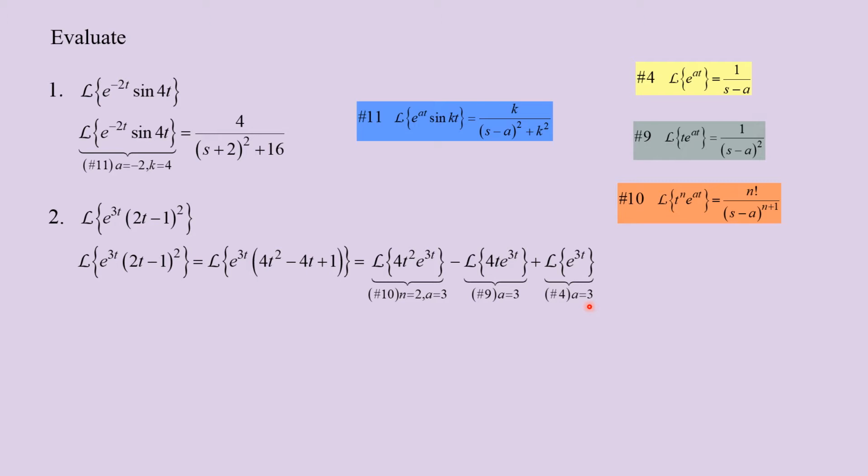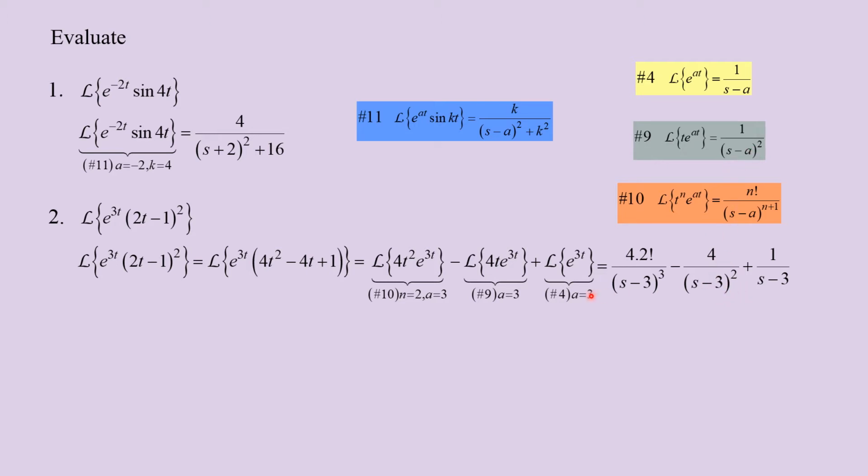Now let us write down the result of the Laplace transforms of each of these. For the first one, the constant 4 can be factored out. The transform of t squared e to the power of 3t, based on formula number 10, is 2 factorial divided by (s minus 3) to the power of 2 plus 1. So 4 times 2 factorial divided by (s minus 3) cubed. Minus, the Laplace transform of this function from formula number 9, so it will be 4 times 1, which is 4, divided by (s minus 3) squared.